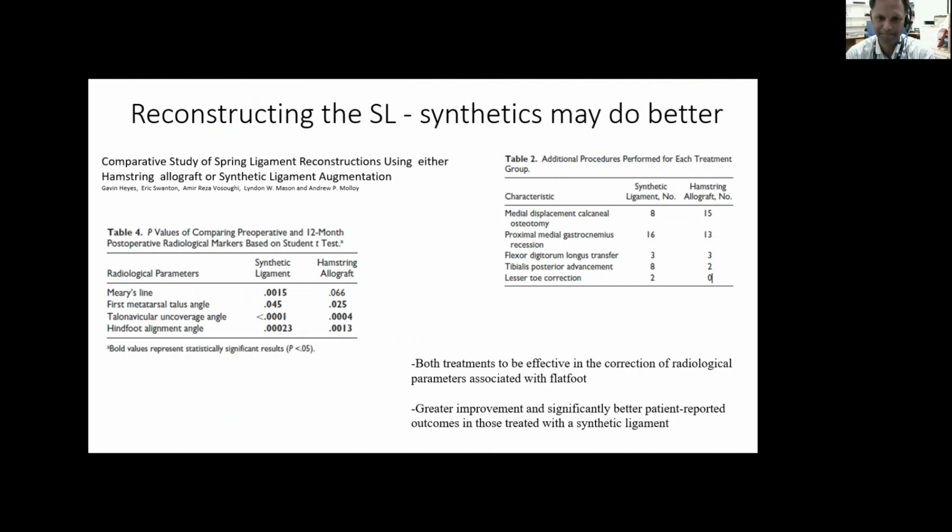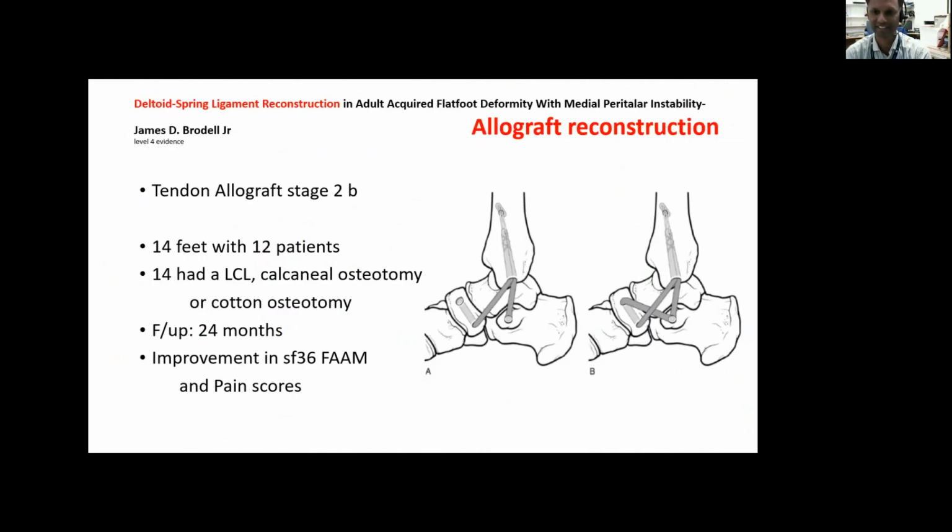And I'd allude you to this paper by Gavin Hayes, Malloy, and what they were able to do was look at a retrospective level 3 evidence review of patients who had had a synthetic reconstruction with an internal brace compared to a hamstring allograft. They weren't like for like reconstructions, but what they found was that radiographically, the synthetics did better compared to the hamstrings, and clinically they did better in the patient reported scores. And that's despite that circle at the top right showing that the synthetics had far less medial displacement osteotomies. They had functional better outcome with the synthetics. And again, it's not proof, but it's heading in that sort of direction.